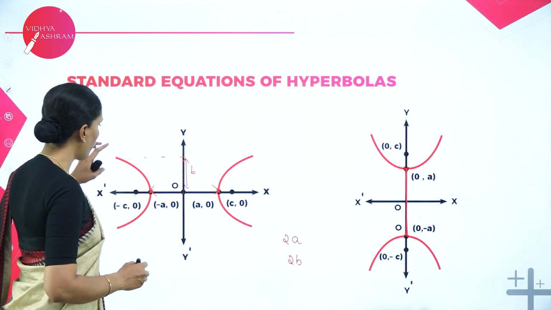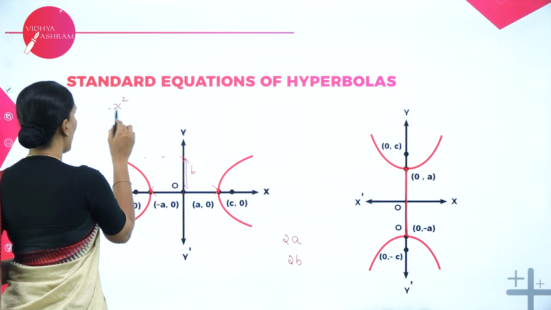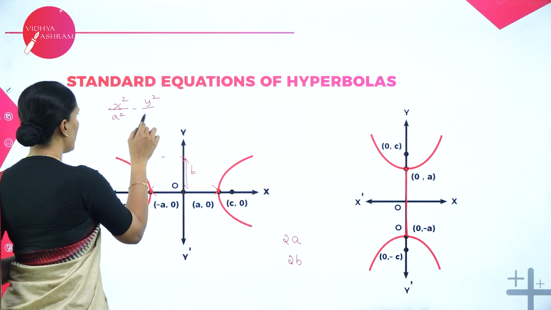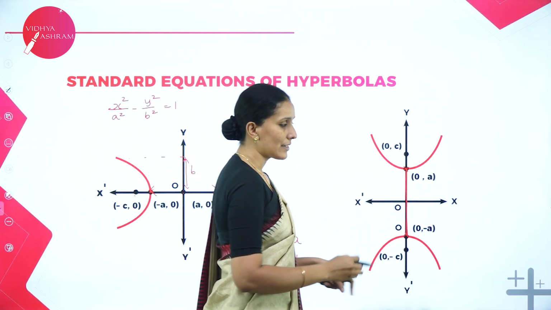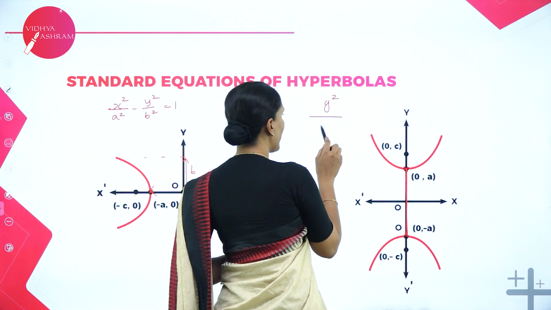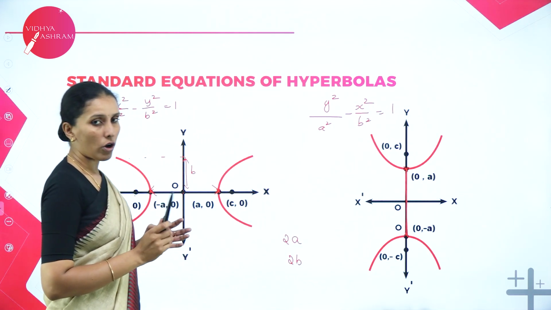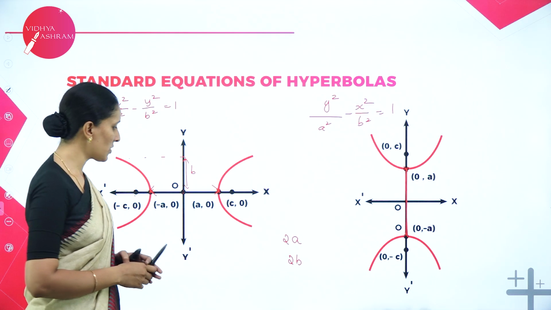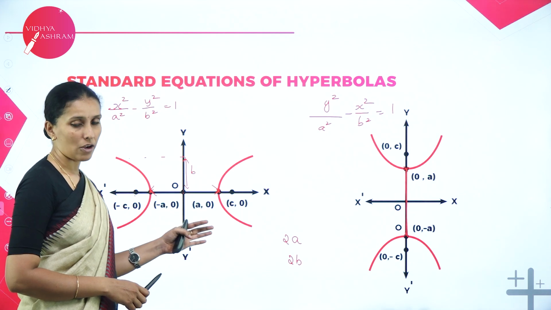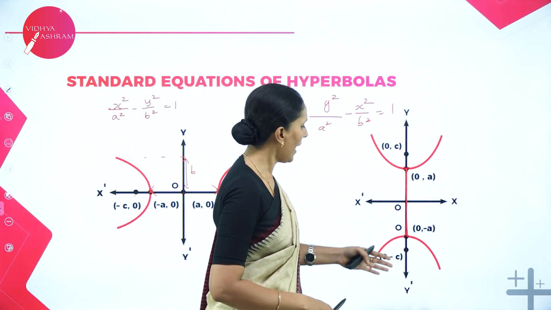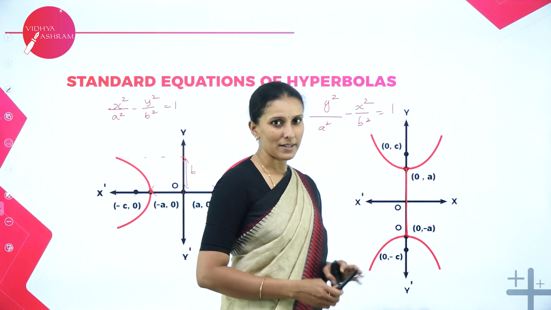The standard equation of this type, where the transverse axis lies along the x-axis, is given by x square by a square minus y square by b square is equal to 1. If the transverse axis lies along the y-axis, then the standard equation takes the form y square by a square minus x square by b square is equal to 1. Now talking about the foci and vertices, it is same as an ellipse. If it lies on the x-axis, then it is plus or minus c, 0 for foci, and plus or minus a, 0 for vertices. If it lies along the y-axis, the vertices will be 0, plus or minus a, and the foci will be 0, plus or minus c.